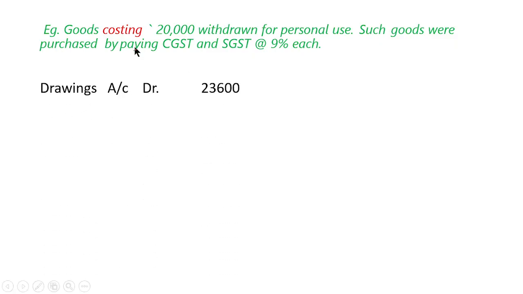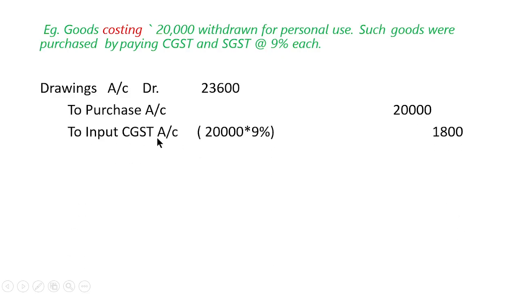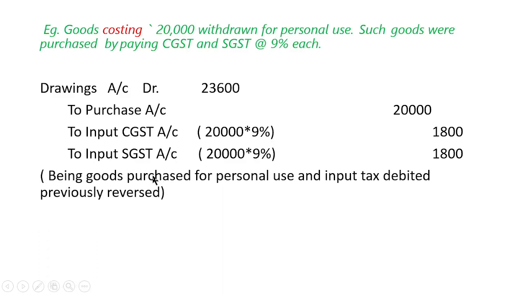So in this case, drawings withdrawn for personal use means it's drawings account, that is debit. Total amount is 20,000 plus this is cost, so including GST means 23,600. Purchase he has to cancel. Why? Because purchase reduced, the goods he taken to personal use. So purchase account credit 20,000. He has to cancel input CGST and input SGST. So drawings account debit to purchase account, to input CGST account, to input SGST account. Being goods purchased for personal use and input tax debited previously reversed.